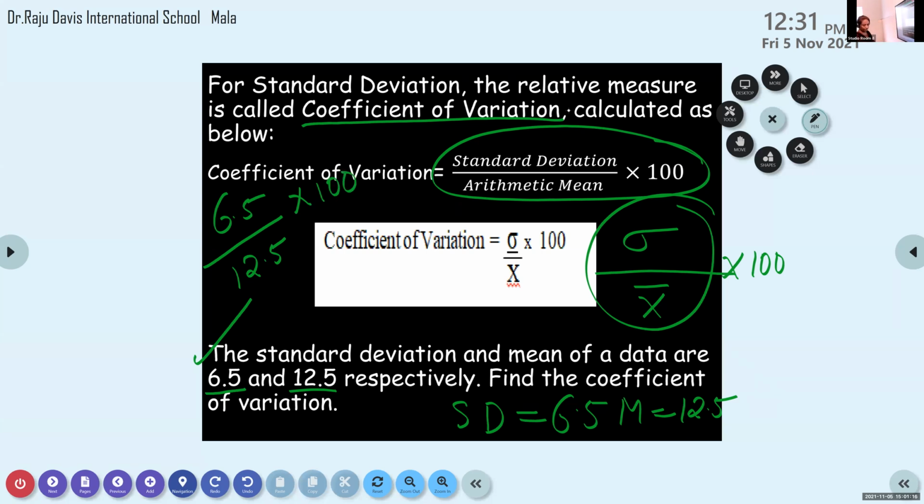Yes, Aparna, 1 minute. That is the answer, correct? Aparna, your answer is correct. All of you can post your answers in the chat box.